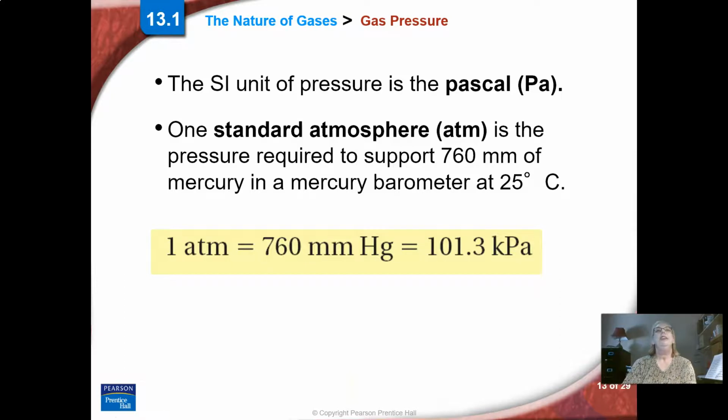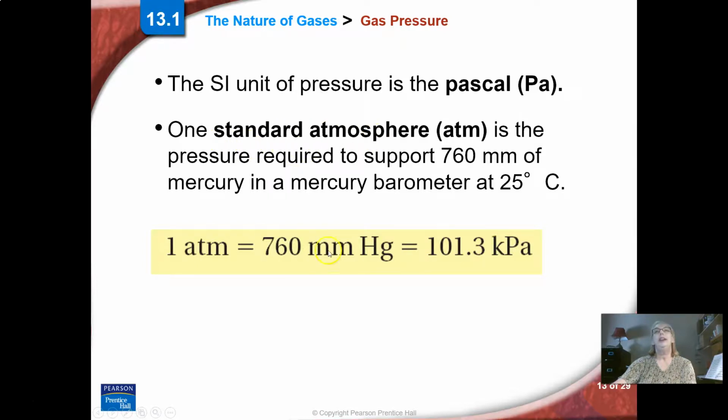We measure pressure in different units. We can measure it in pascals, Pa, that's the SI unit. A lot of the time we'll also use atm or millimeters of mercury. We can have a gas problem in any one of these units, so you have to be able to convert from one to the other.